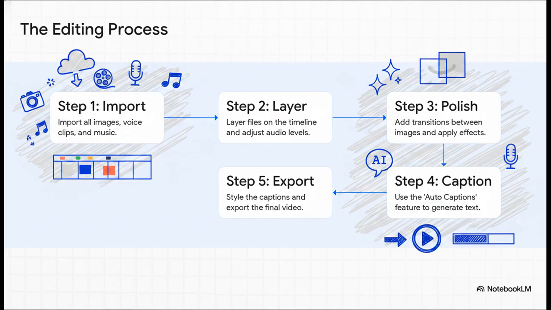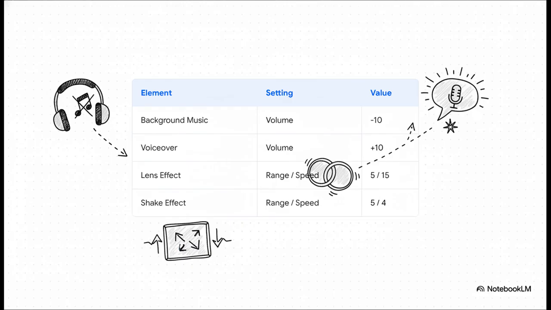The editing workflow is super straightforward. You'll import all your assets, layer them on the timeline, and start adding some polish, like transitions and effects. Then you'll use CapCut's amazing auto captions feature, which is a massive, massive time saver. To really nail that viral look and feel, here are the specific settings to use. You're going to want to drop your background music volume to -10 and boost the voiceover to +10 so it's clear and crisp. Then, add a subtle lens and shake effect to your images with these exact values to give them a sense of dynamic motion.